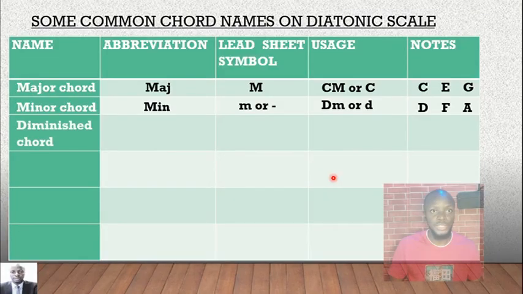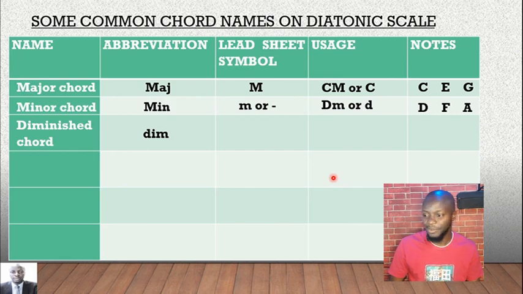All right, we have the diminished chord. So what is the abbreviation for the diminished chord? So you have it as DIM, dim, right? Diminished. The usage, you have it as B diminished. That's B, D, F, right? Or small letter B and the o, right?